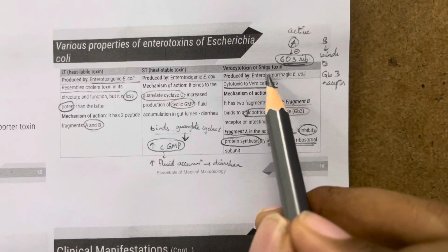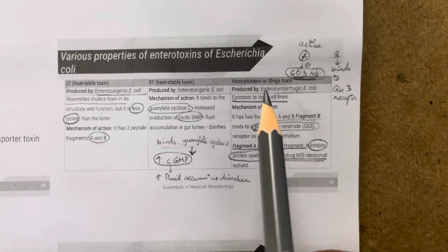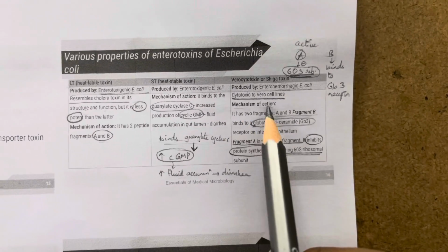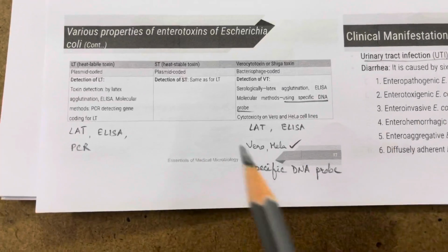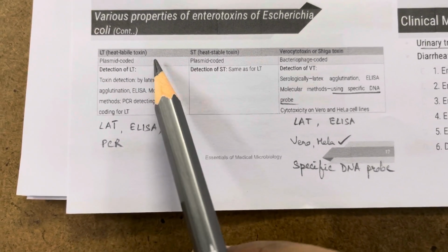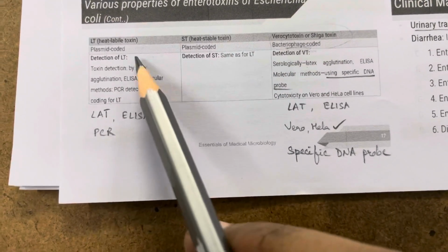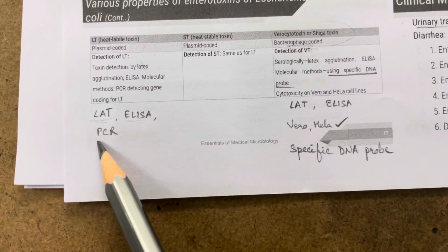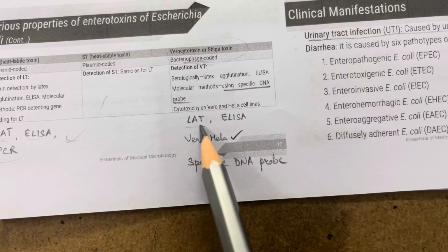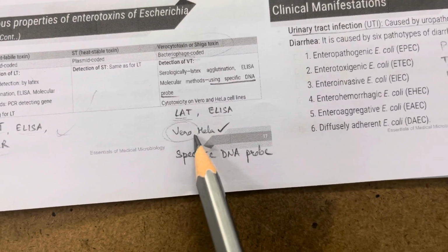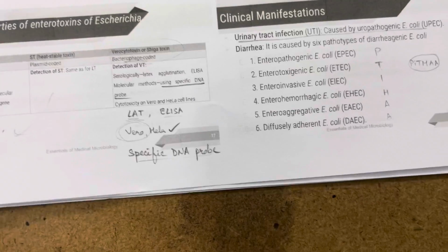It is produced by enterohemorrhagic E. coli. He likes her, he likes she, so Shiga toxin, hemorrhagic he. So mechanism of action and all this, and it is cytotoxic to Vero cell lines. Also, LT toxin is plasmid coded, ST is plasmid coded, but verocytotoxin or Shiga toxin is bacteriophage coded. Detection: latex agglutination test, ELISA and PCR, same for heat stable toxin. For Shiga toxin, LAT, ELISA and Vero cell lines because it is cytotoxic to Vero and HeLa cell lines. And also specific DNA probe.